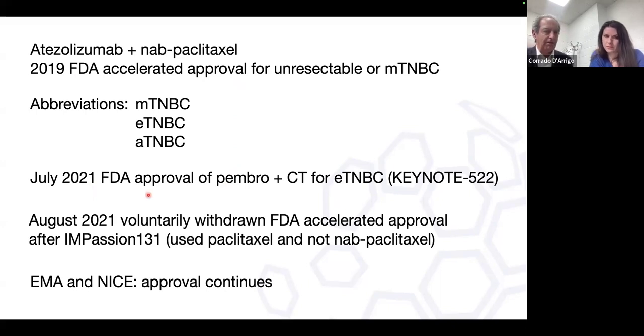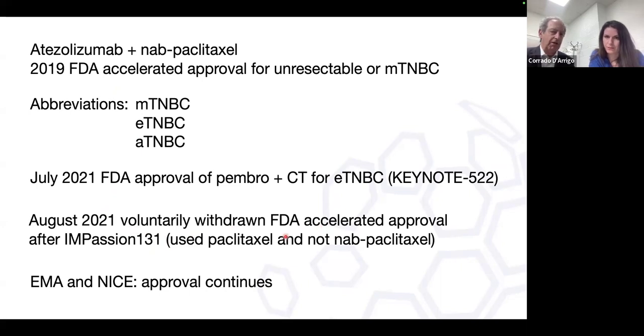Now the landscape is different because now there is a choice. You can give Pembro. And therefore the bar for the FDA approval would have been raised. The clinical trial was IMpassion131 that unfortunately for Roche used not NAB paclitaxel, but paclitaxel. And maybe this is the reason, maybe not, but the results were not as convincing. And therefore there was a voluntary withdrawal of the accelerated approval.